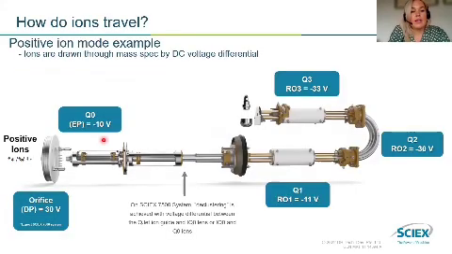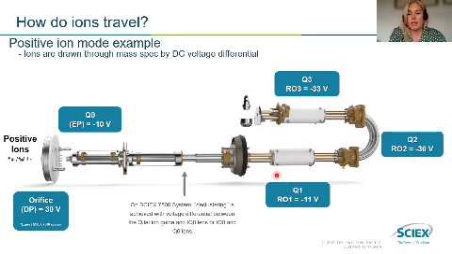So how do our ions travel? This is an example of positive ions, and this is an example of what our 7500 system actually looks like. But for the main purpose of today and the rest of the slides, we're mainly going to focus on this part. So Q1, Q2 and Q3.